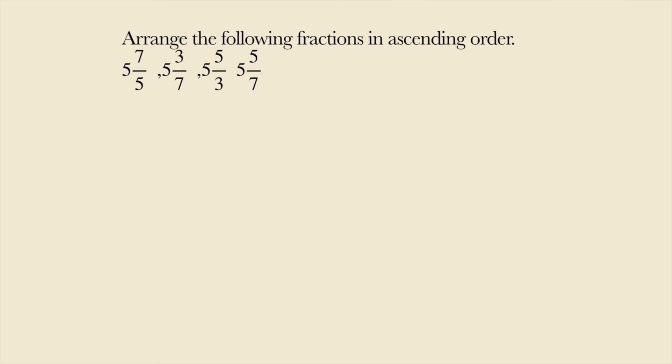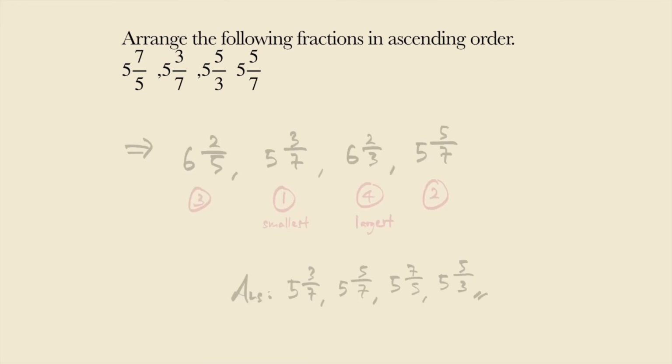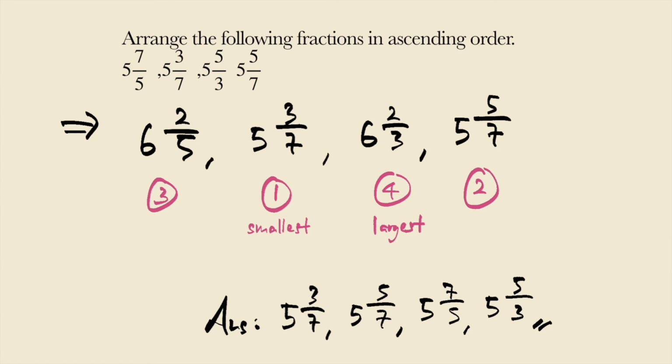Arrange in ascending order, which means starting with the smallest fraction. Well, we've got the whole numbers being 5 for all of them. So, okay, let's do a bit of conversion, shall we? Smallest, so let's turn this into a mixed number. So you see 7 wholes up there. Okay, let's have 1 whole added. So it's 6 wholes, leaving behind 2/5.